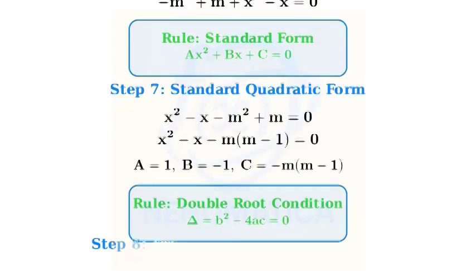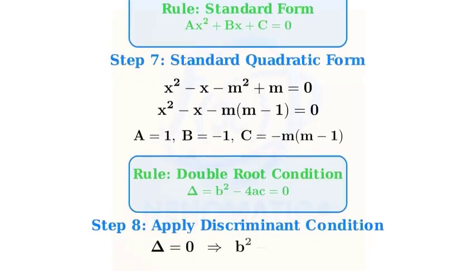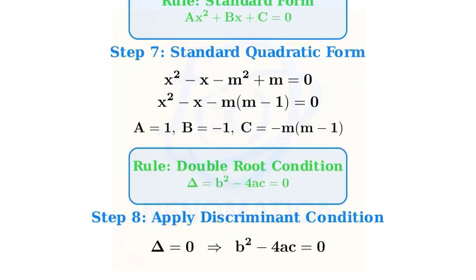Step 9. Substitute a equals 1, b equals negative 1, and c equals negative m times m minus 1 into the discriminant.